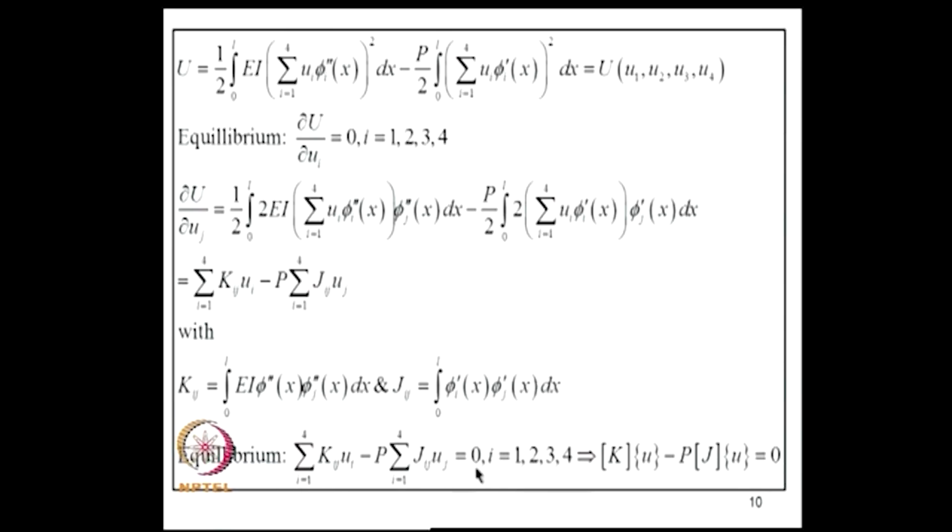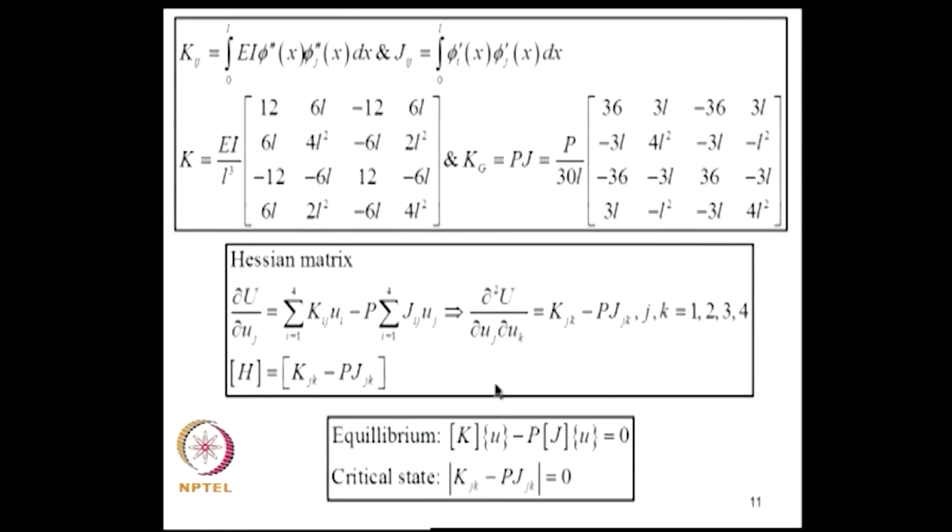For equilibrium this must be equal to 0 for i equal to 1, 2, 3, 4, and this I can arrange in a matrix form, and this K is the elastic stiffness matrix that we have seen earlier, and this is a new thing. J is the stability matrix and P is the axial load. Jij, if you notice, is independent of elastic constants and loads on the system. So, that is why the name geometric stiffness. So, we can evaluate those integrals and I get the elastic stiffness matrix, this we have seen earlier, and this is the new matrix that we have derived.